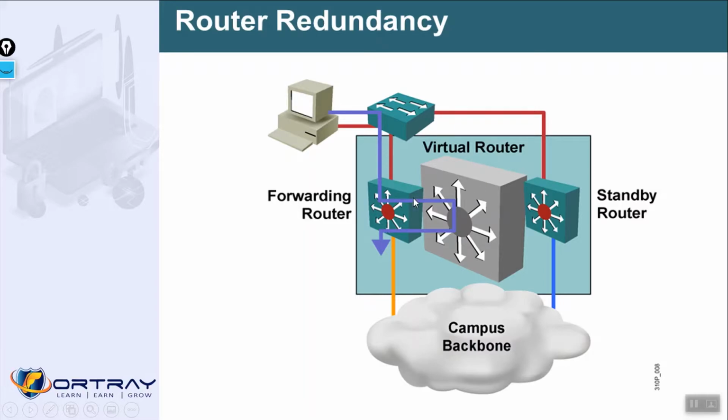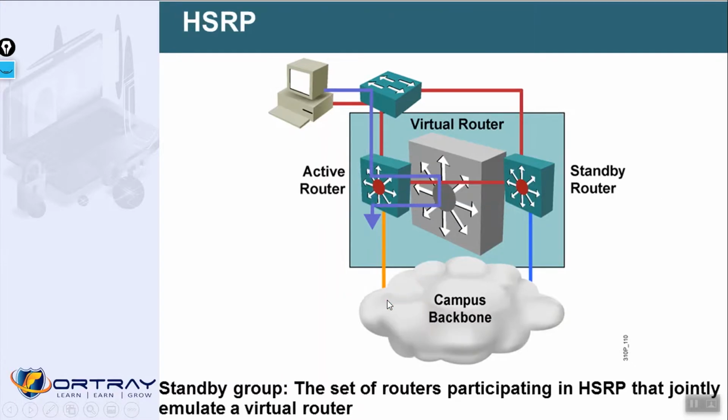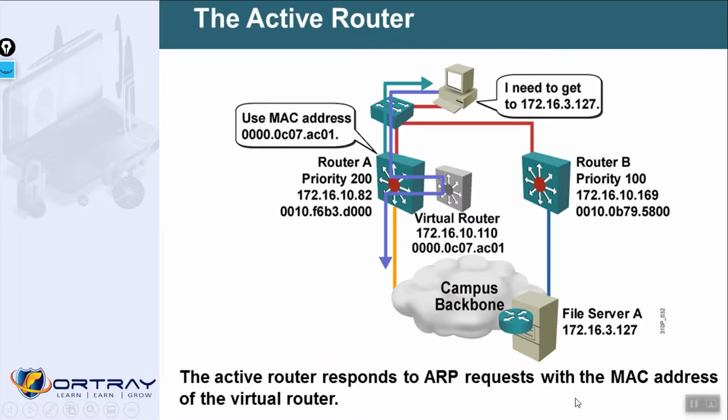The virtual router is a common IP address between the two routers. One router will be the forwarding router, or active router, and the other one will be the standby router. If the router goes down, then the traffic will be switched over by itself to the other router and goes to the campus network. Basically, you can see I need to get to this server.